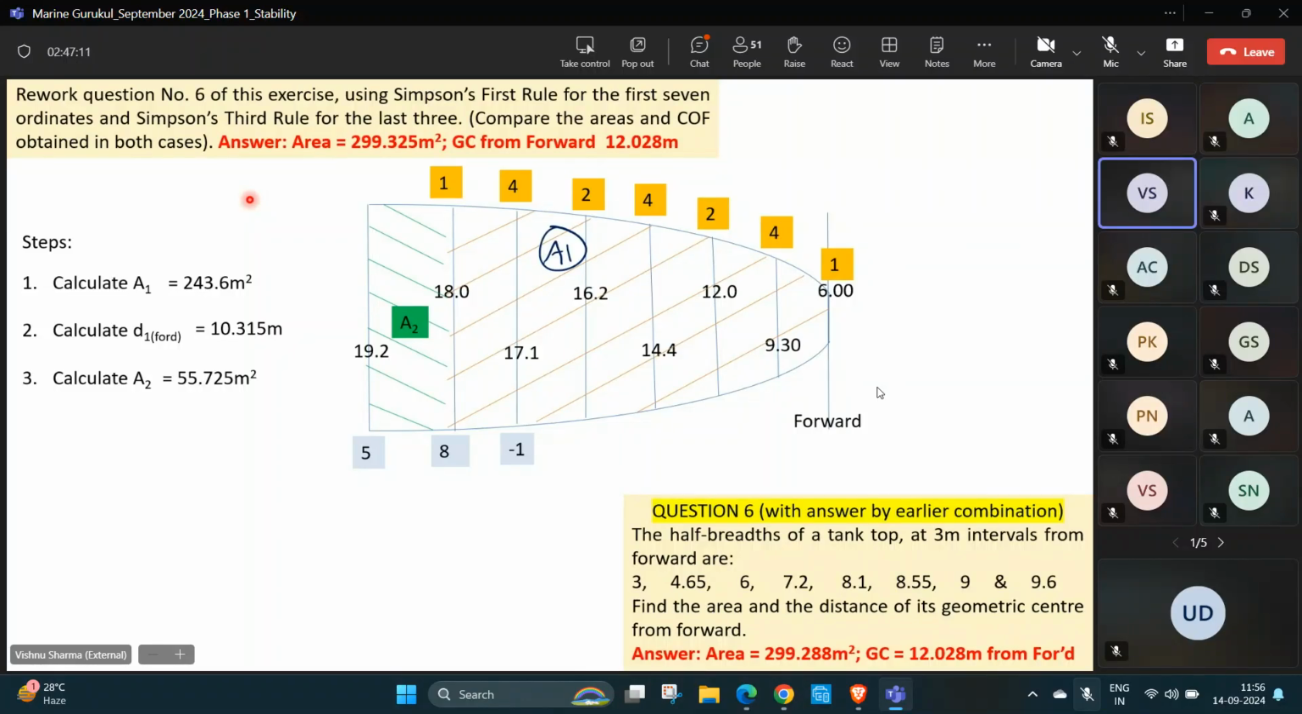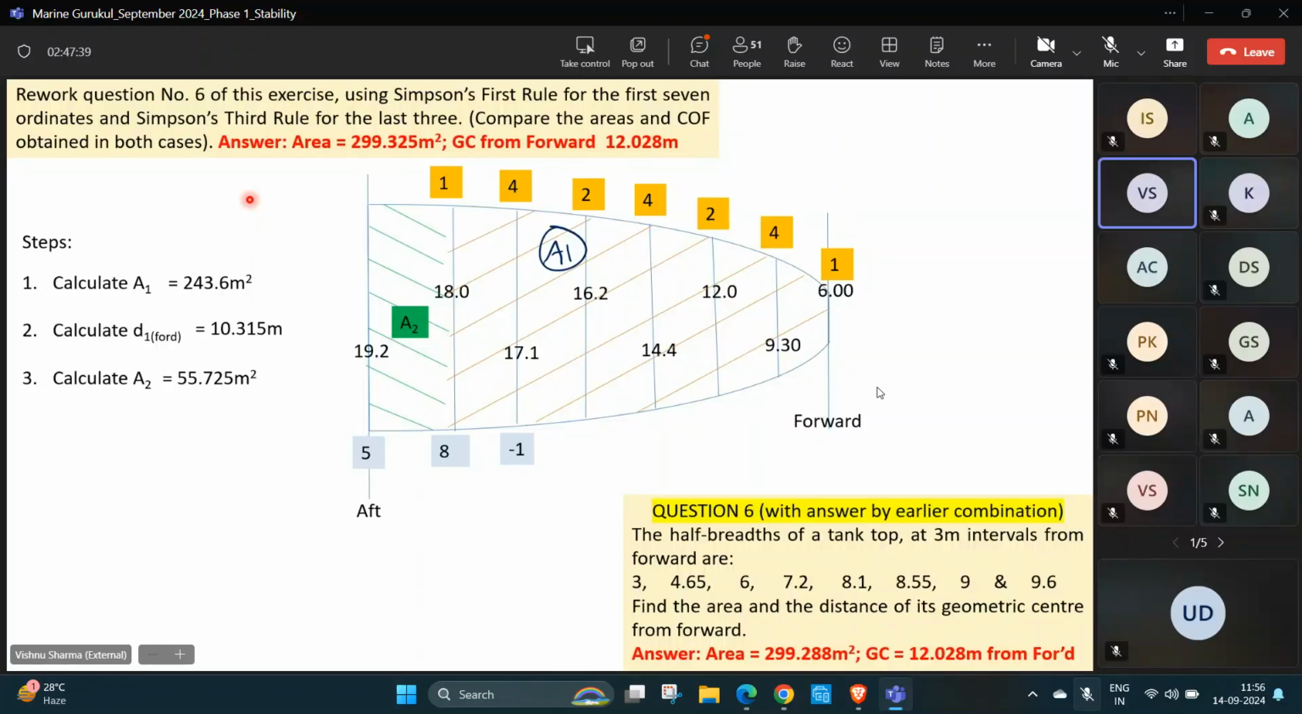Okay guys. Now guys, to get the GC of this A2, we need to use 3, 10, minus 1. Now when we use 3, 10, minus 1, which axis are we going to get the moment about? Look at the diagram and tell me which axis. We'll get the moment about aft.